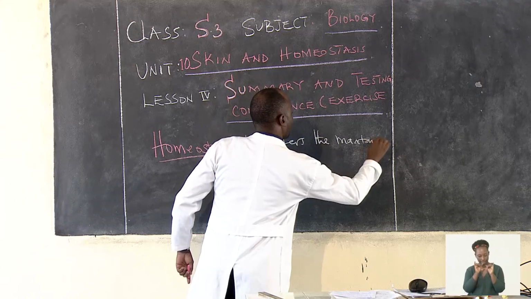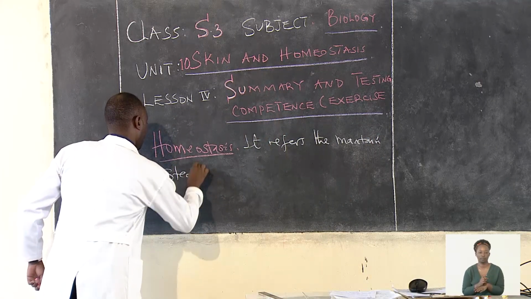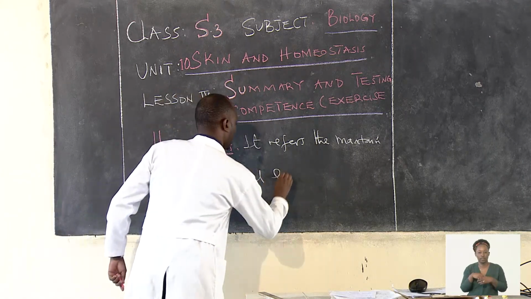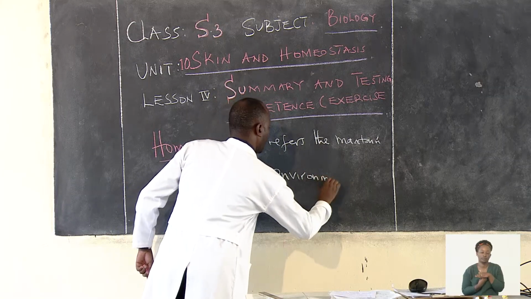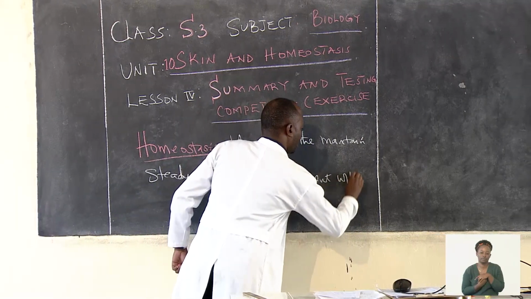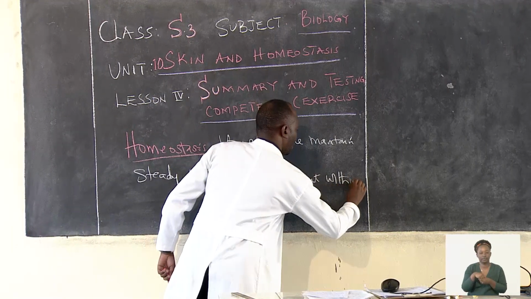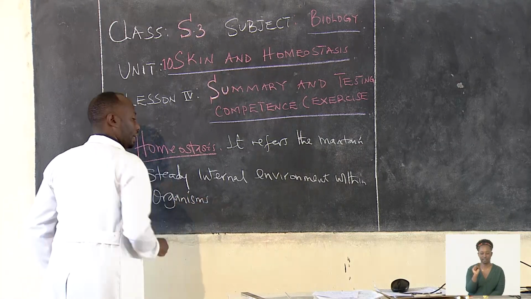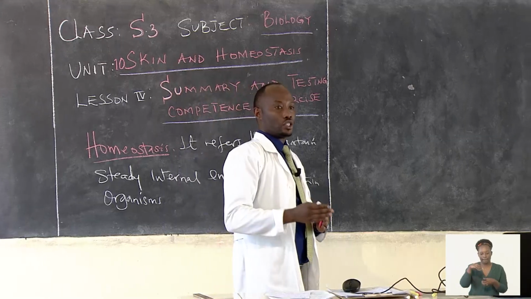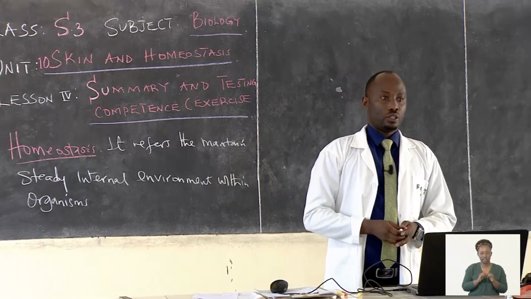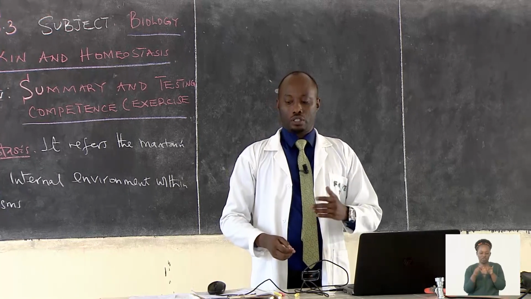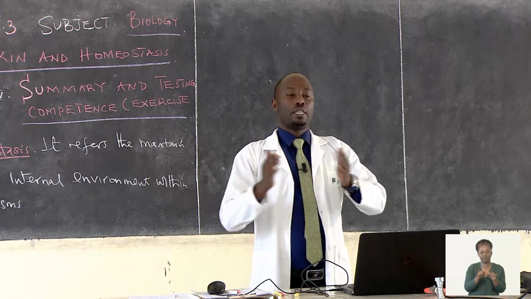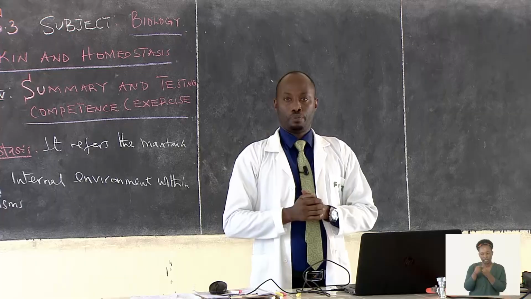maintaining a steady internal environment within an organism. So maintaining a steady internal environment within an organism is referred to as homeostasis. Maintaining the constant internal environment within an organism is referred to as homeostasis.